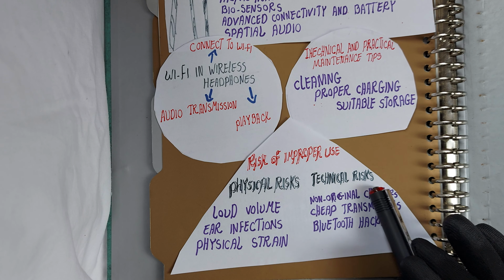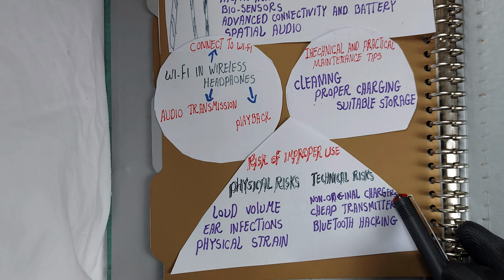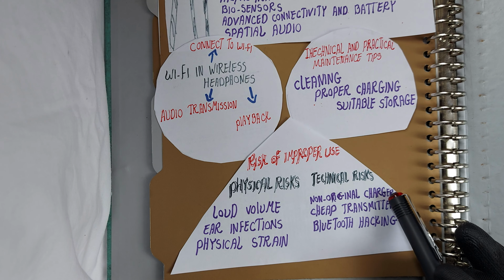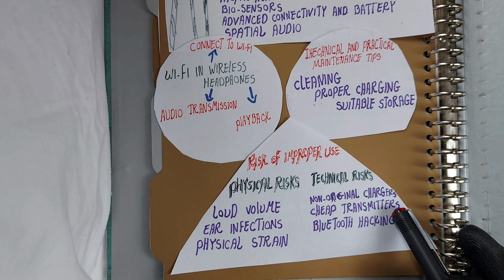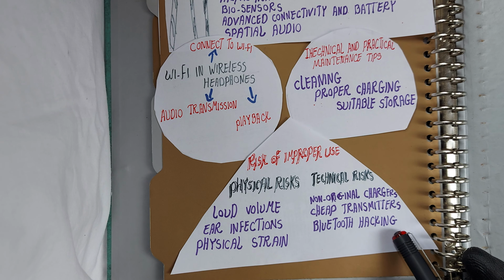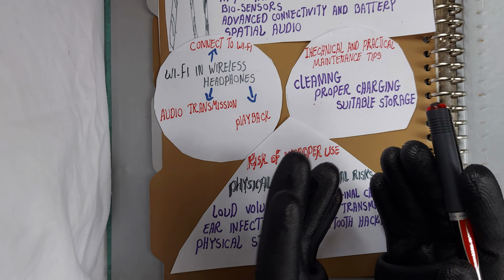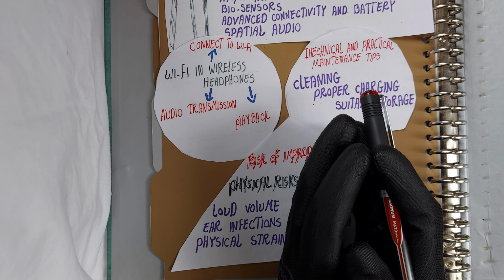Technical risks, what are they? At first, we have non-original chargers, which can damage the battery or cause fire hazards. The next one is cheap transmitters, with risk of short circuits and device failure. And the last one is Bluetooth hacking. Low-cost earphones may have poor security. Imagine someone interrupting your music mid-song.